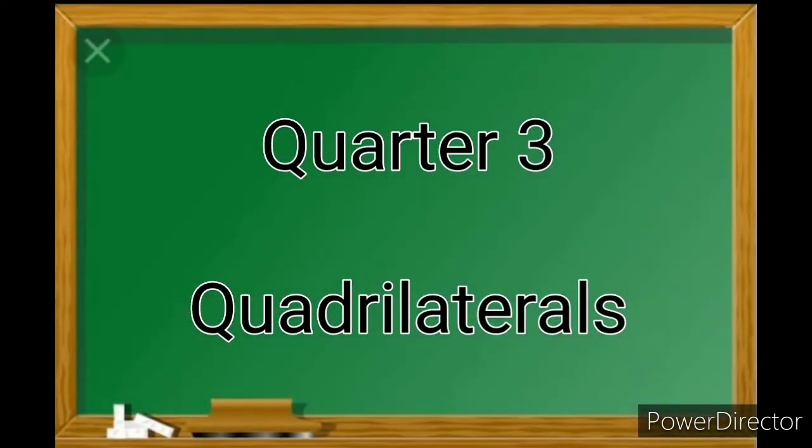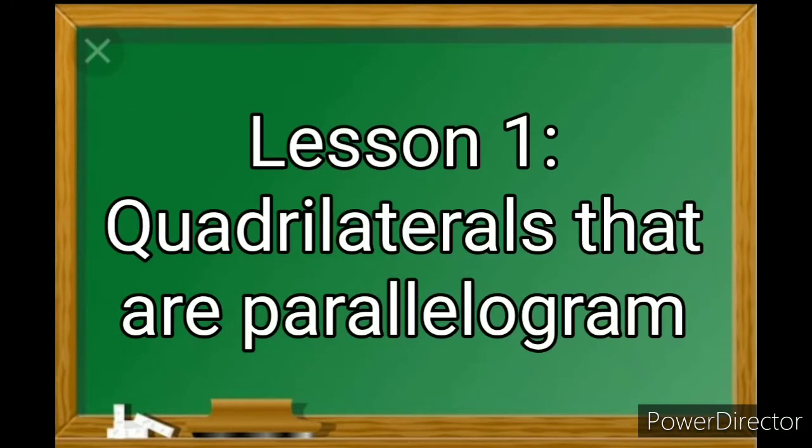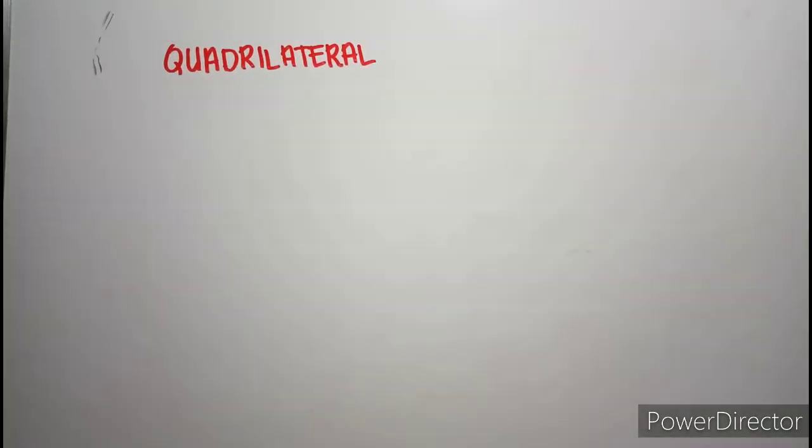Quarter 3, Quadrilaterals. Lesson 1, Quadrilaterals that are Parallelogram. A quadrilateral is a closed plane figure consisting of 4 line segments or sides. These sides may or may not be congruent and may or may not be parallel.